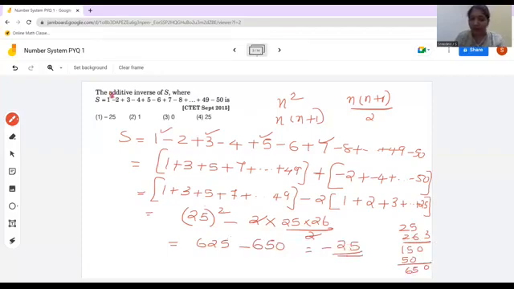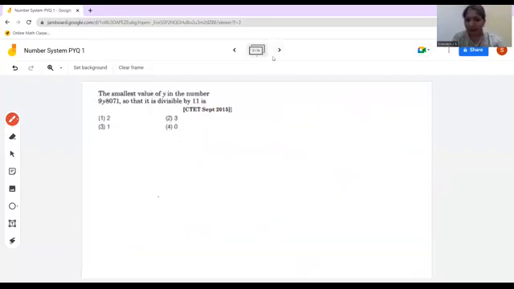But what is our question? The additive inverse of S. S value is minus 25 here. What is additive inverse? When you add a number to this number, the answer should be 0. So what number should be added to minus 25 to get 0? That is 25. So the answer is 25, option 4. Okay, moving to the next question.